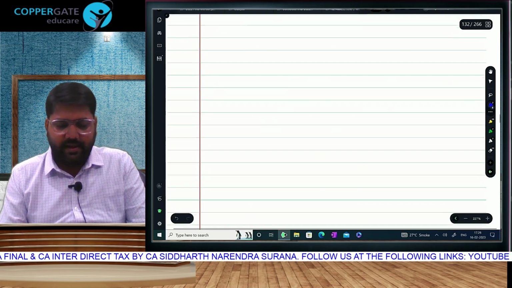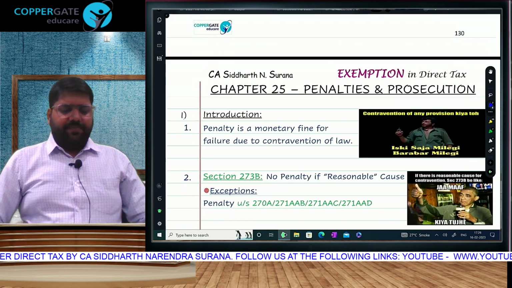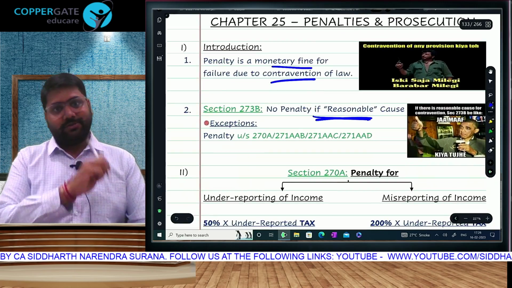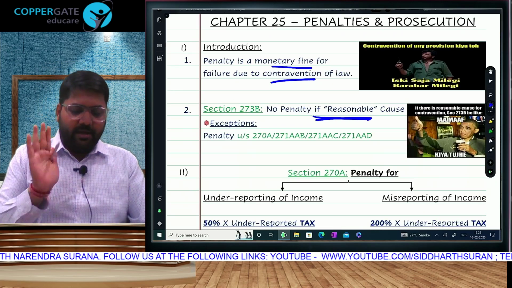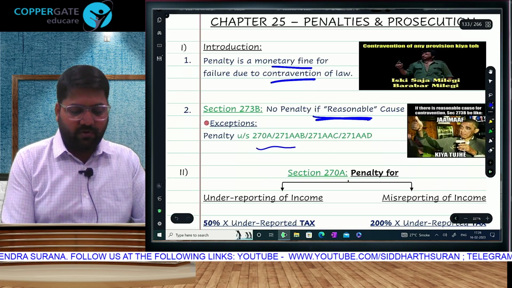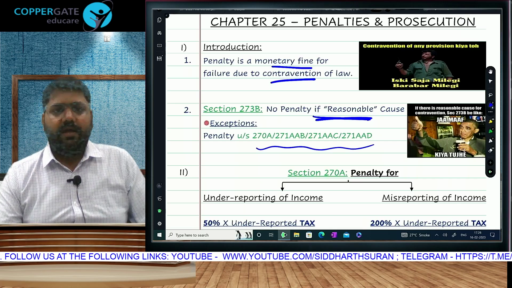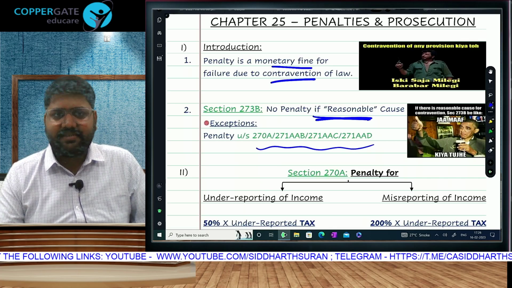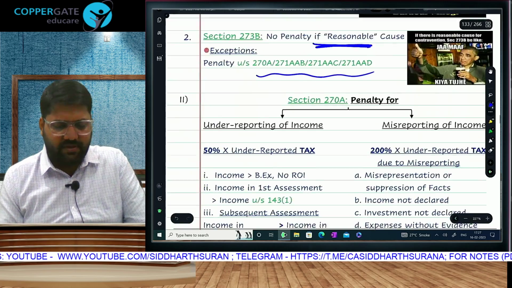Let's go ahead. Next chapter. Penalties and prosecution. Penalty is a monetary fine, obviously, for contravention of law. But if there is any reasonable cause, then there will be no penalty. Whenever circumstances are beyond your control, no penalty. But this facility is not available for all your concealment cases, that is 270A, 271AAB, 271AAC, 271AAD. For all these cases relating to concealment, the facility is not going to be available to you. Otherwise, for reasonable cause, there will be no penalty.